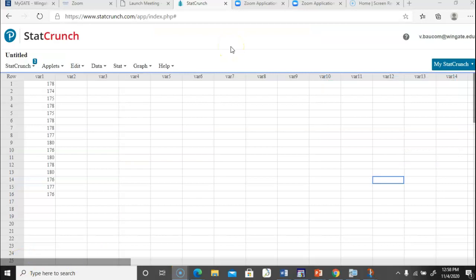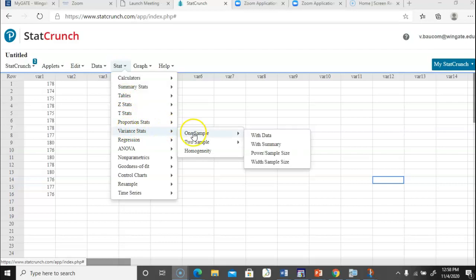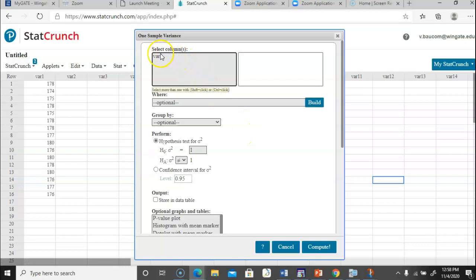Okay, so if we wanted to do this on StatCrunch, what we could do is we would enter our data here in the first column. We'll go to Stat, Variance Stats, One Sample, and then since we have our data, we're going to choose With Data. We'll go in and we'll choose our variable. For our hypothesis test, we're going to put in 56.25, and this was less than. And we're going to compute.